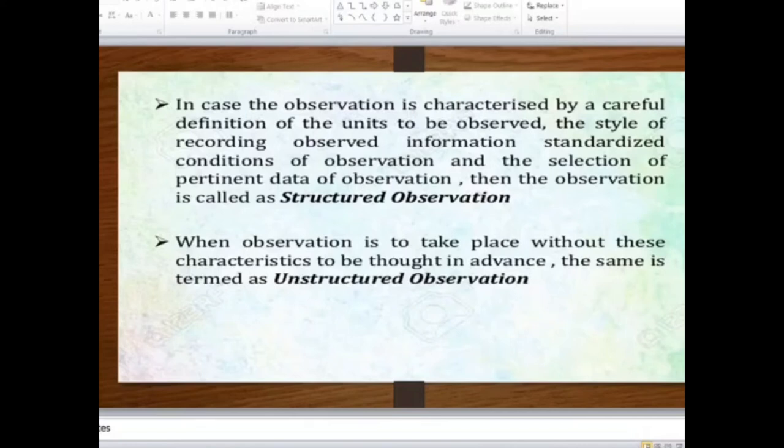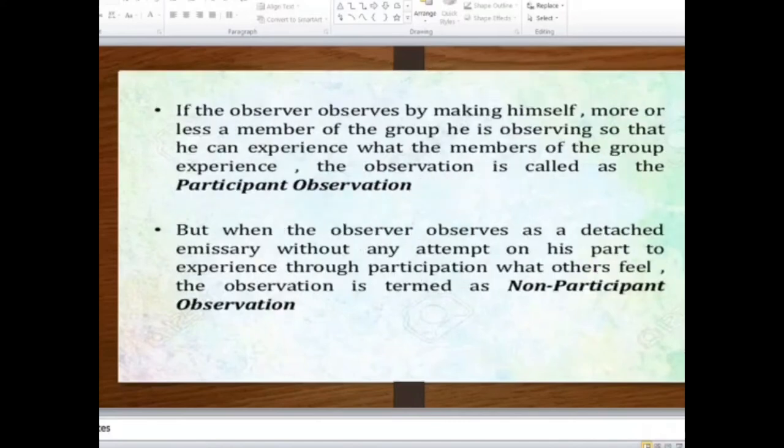And the next one is unstructured observation. When the observation takes place without all these things, that is, the units to be observed, the style of recording, the standardized conditions, or the selection of pertinent data being thought out in advance, then it is known as unstructured observation. That is, unstructured observation means the observation takes place without any characteristics being thought out in advance.